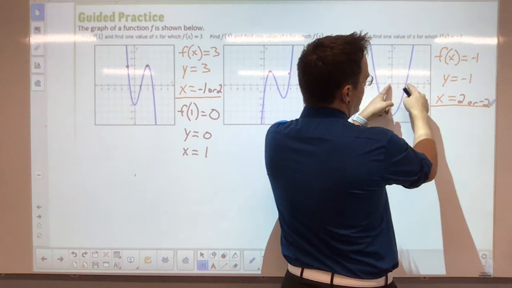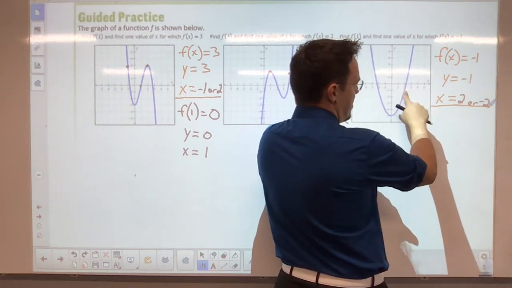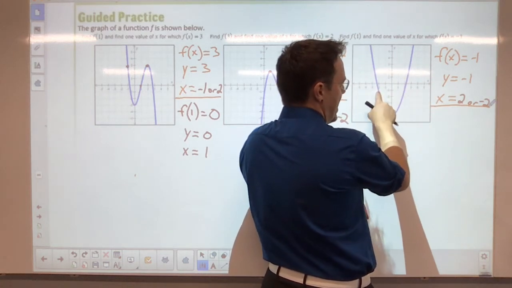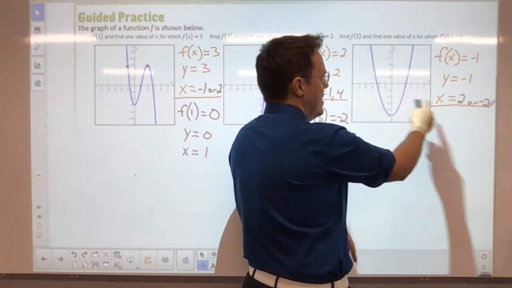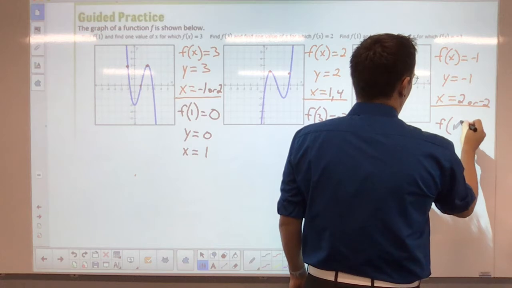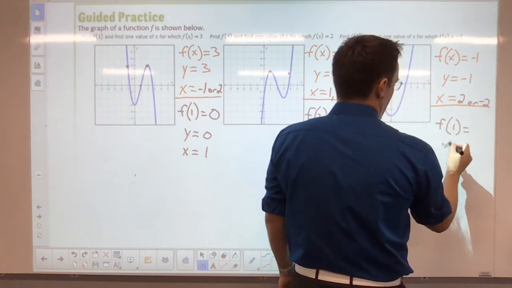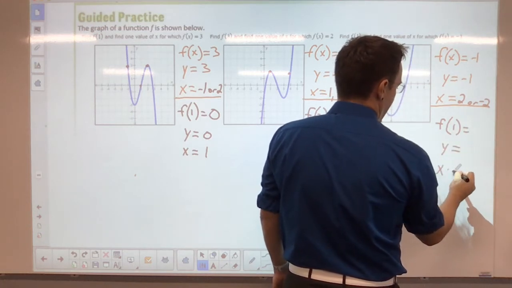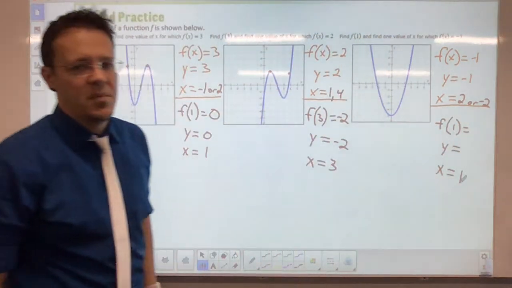If I go 2 over and 1 down, there's a point. -2 over, 1 down, guess what? There's another point. Okay, now you give me your last function. So this one's going to be f of 1. We don't know what it equals yet. We're looking for y, but we know x equals 1. Give me what y is.